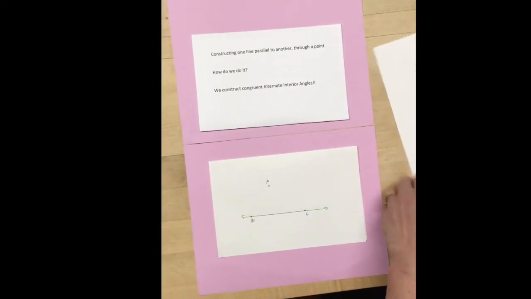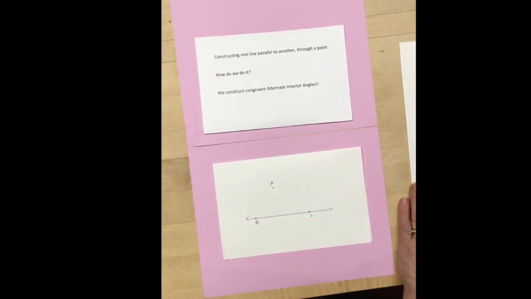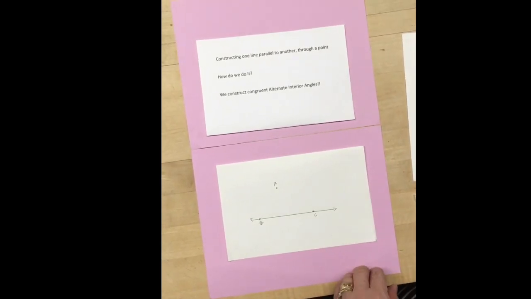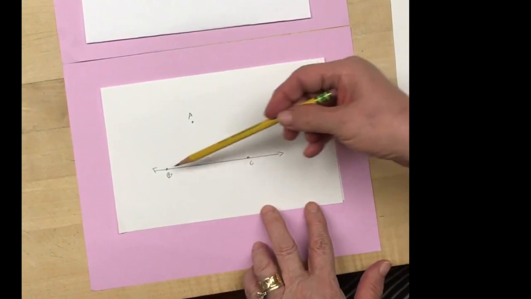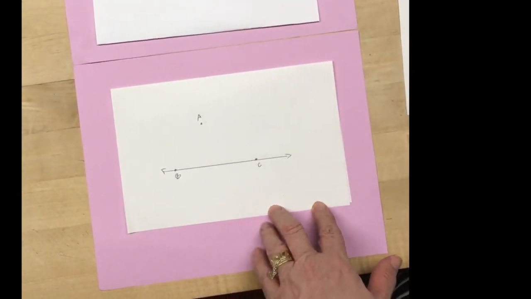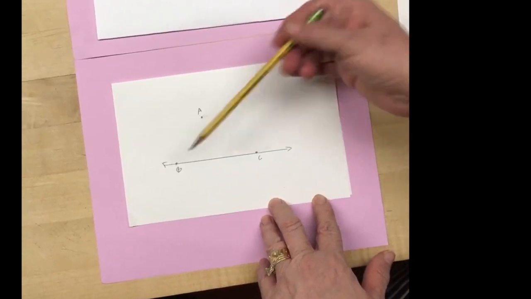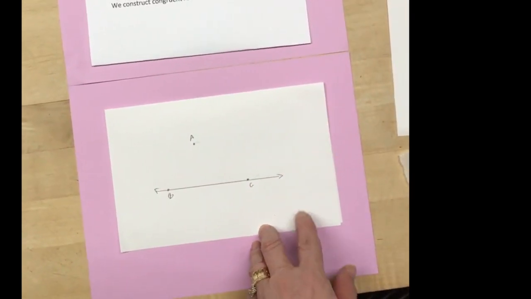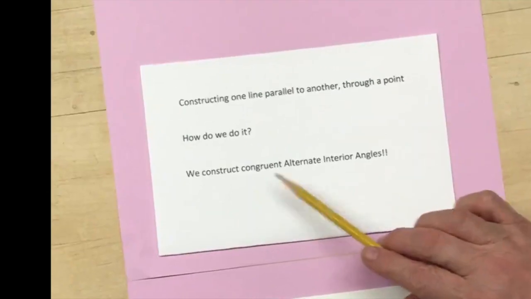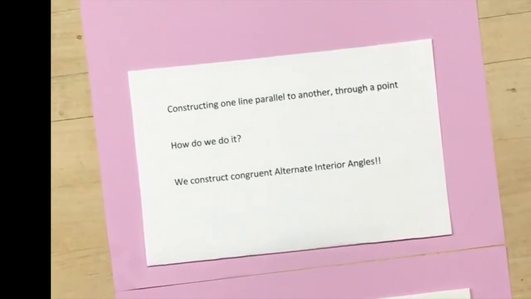Okay, this is a video to show you how to construct a parallel line. The situation we're dealing with is we have a line BC and we have a point A, and we want to construct a line through A that's parallel to BC. And we're going to do that by constructing congruent alternate interior angles.